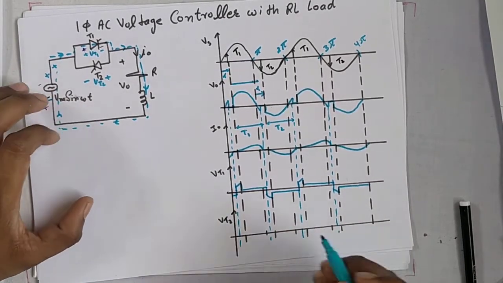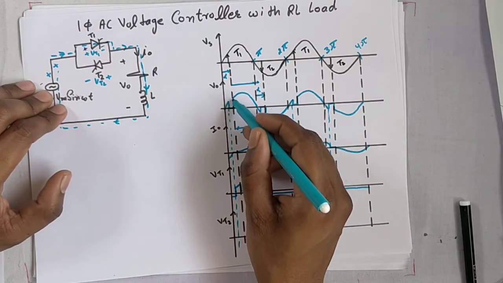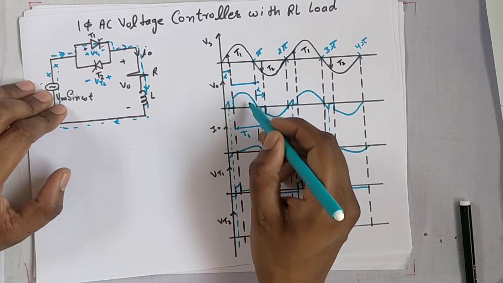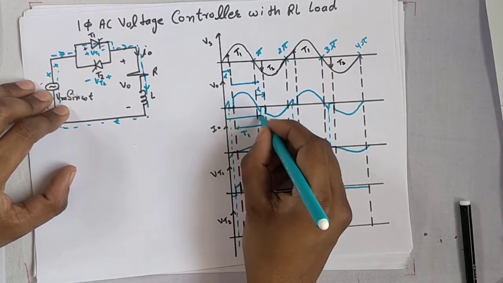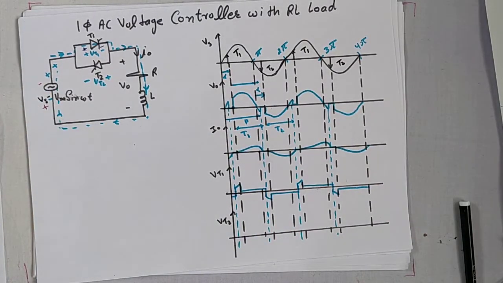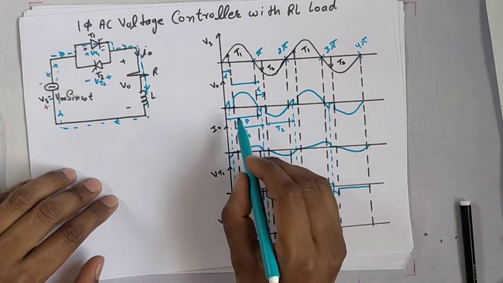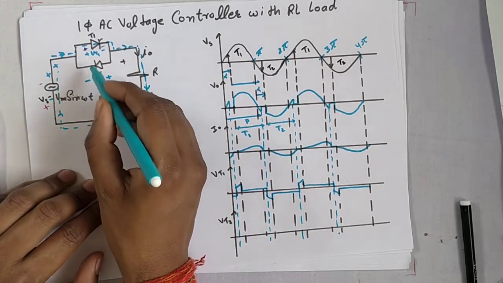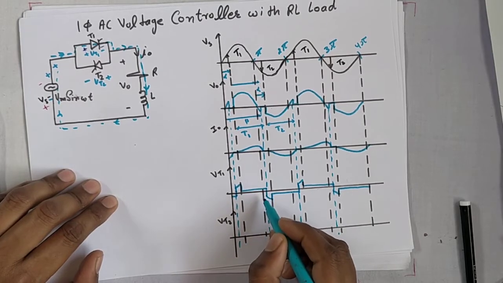Okay. So for the positive cycle, T1 is on at theta equal to alpha. T1 is on from alpha to, suppose this one is beta, the extinction angle. So thyristor T1 is on from alpha to beta. So the potential drop across VT1 will appear as a positive potential drop. Okay.